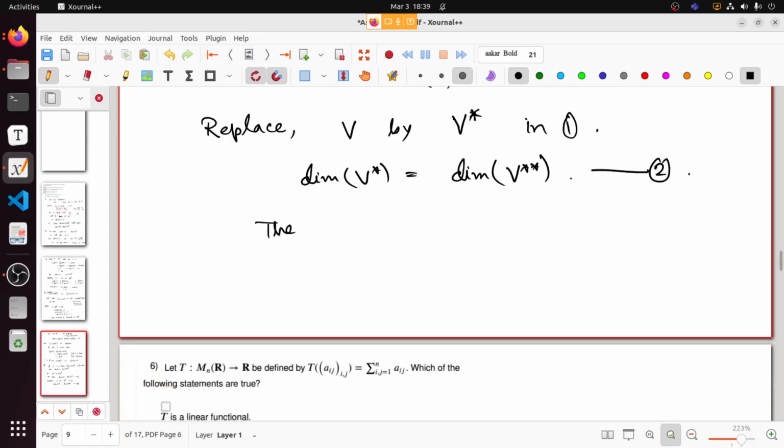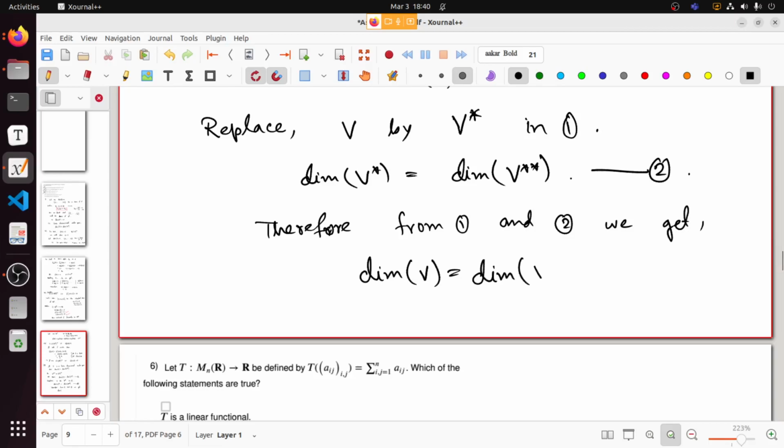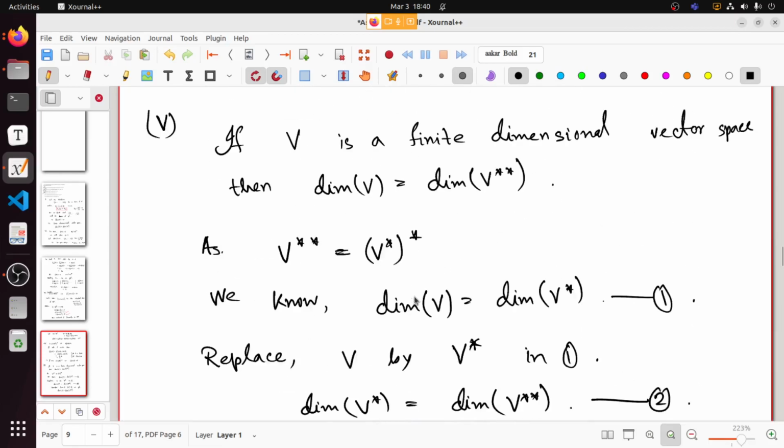Therefore, from 1 and 2 we get dimension of B equals dimension of B double star. So option number 5 is also true.